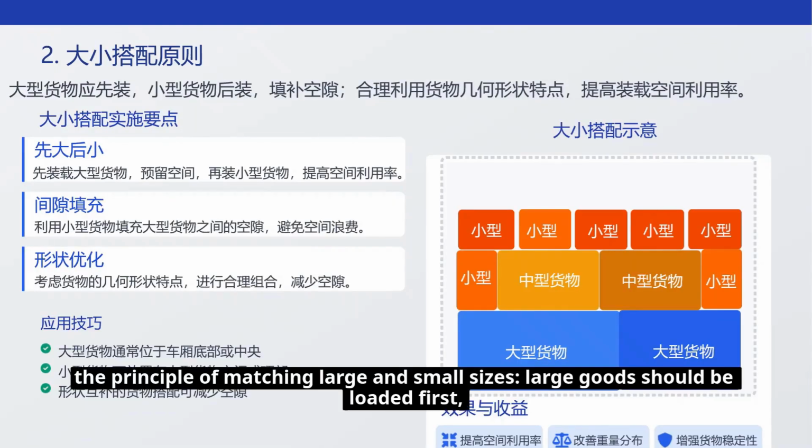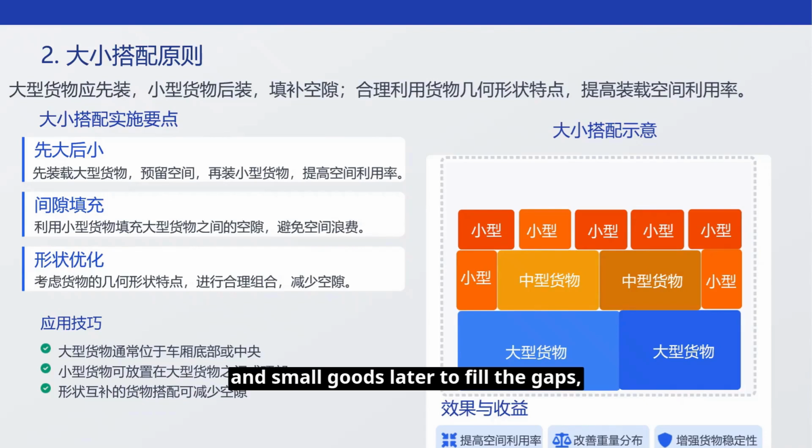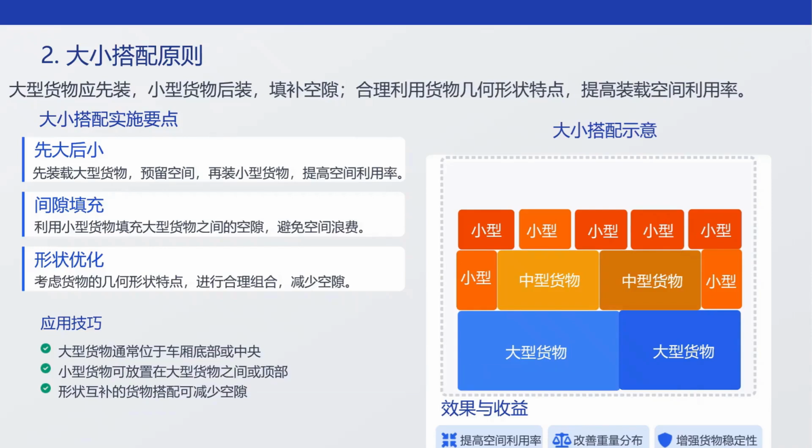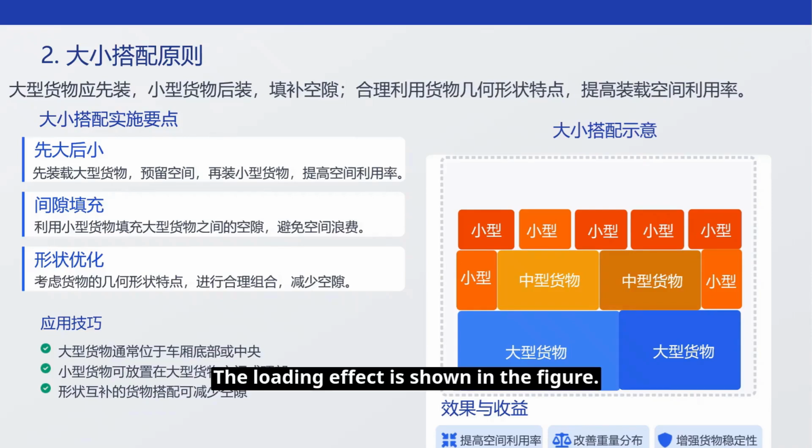Second, the principle of matching large and small sizes. Large goods should be loaded first, and small goods later to fill the gaps, making reasonable use of geometric features. Improve loading space utilization. In daily operations, large goods are usually located at the bottom or center of the carriage, and small goods can be placed between or on top of large goods. Pairing goods with complementary shapes can reduce gaps. The loading effect is shown in the figure.